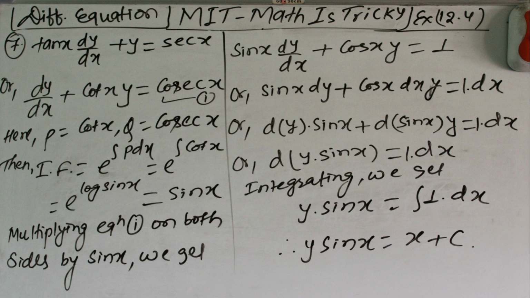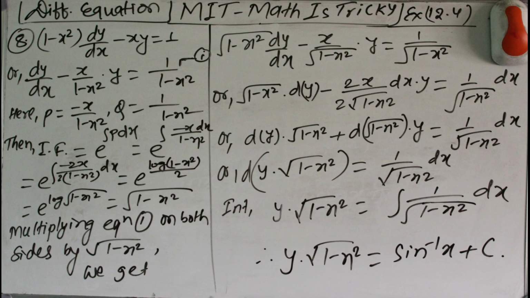So now we'll move to question number 8, and here it is 1 minus x squared times dy by dx minus xy equals 1.